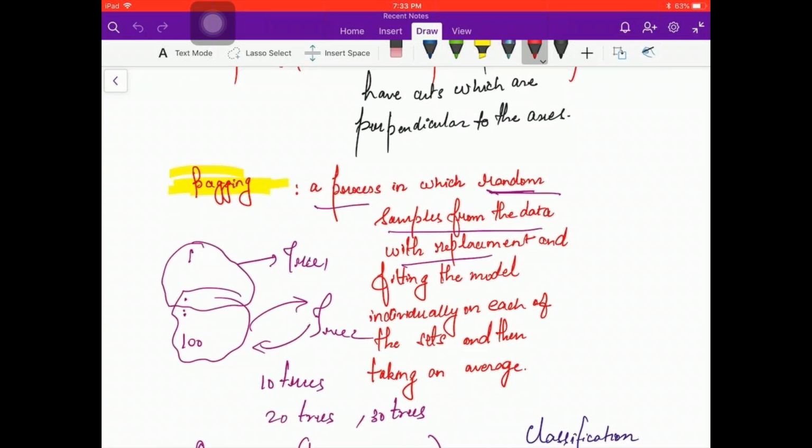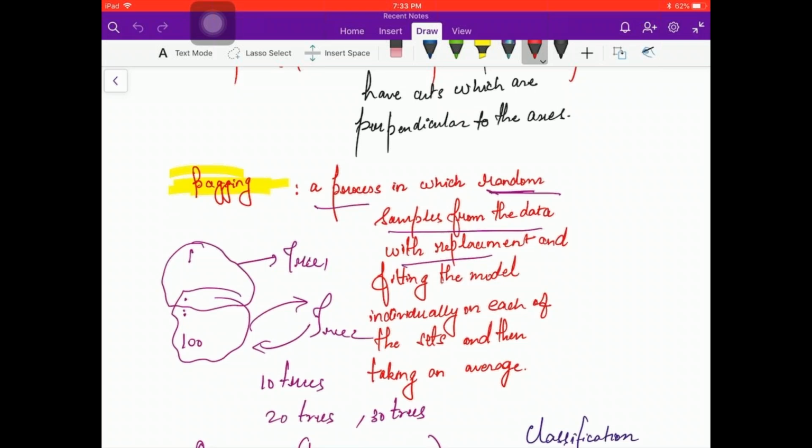Because there are high chances of overfitting. There are high chances of underfitting. So you cannot have a decision tree standing alone and fitting your data. So it is not very accurate. So here come your saviors. So what do you do then? Then you start with bagging. Bagging, it's a separate process.